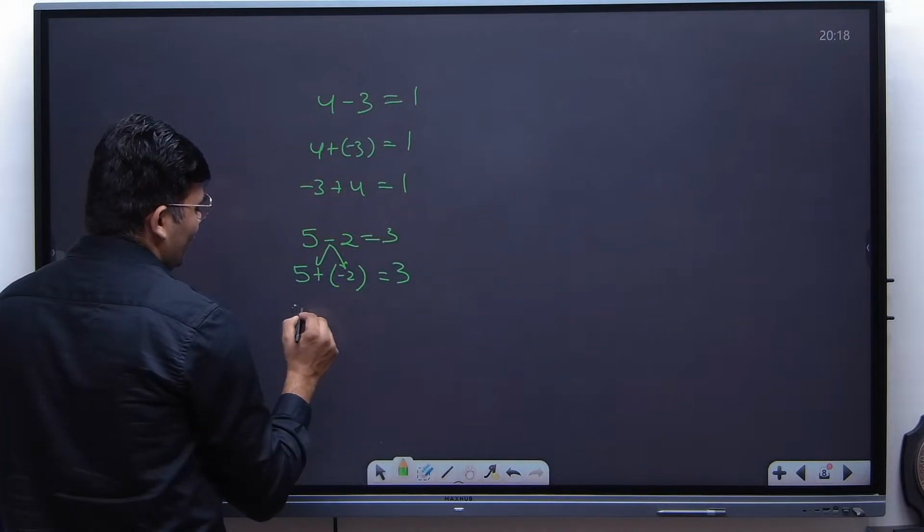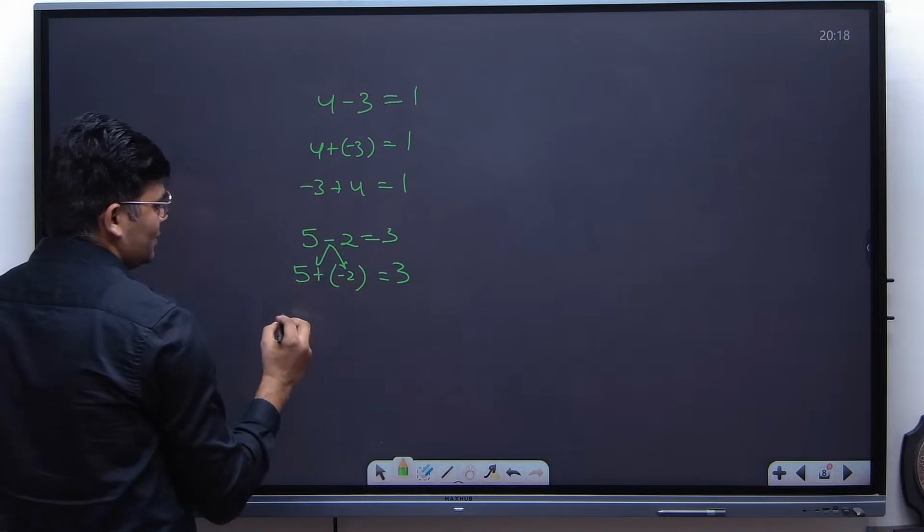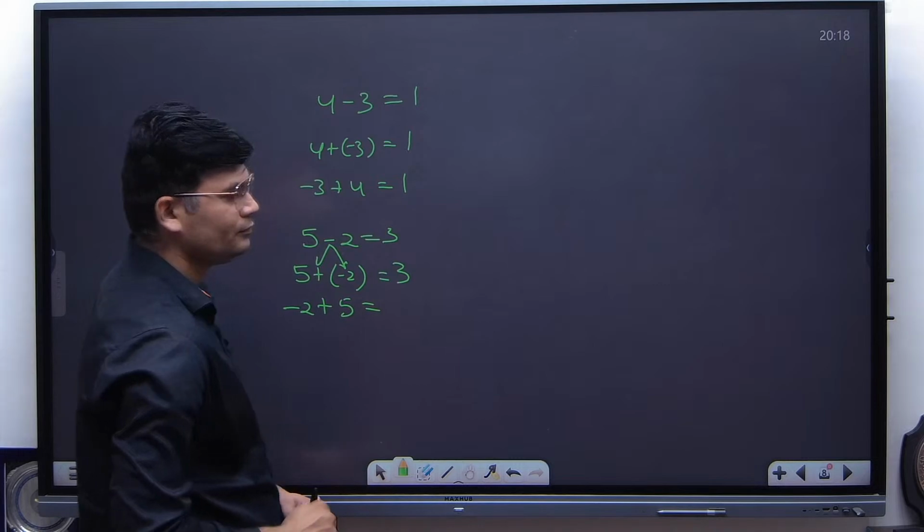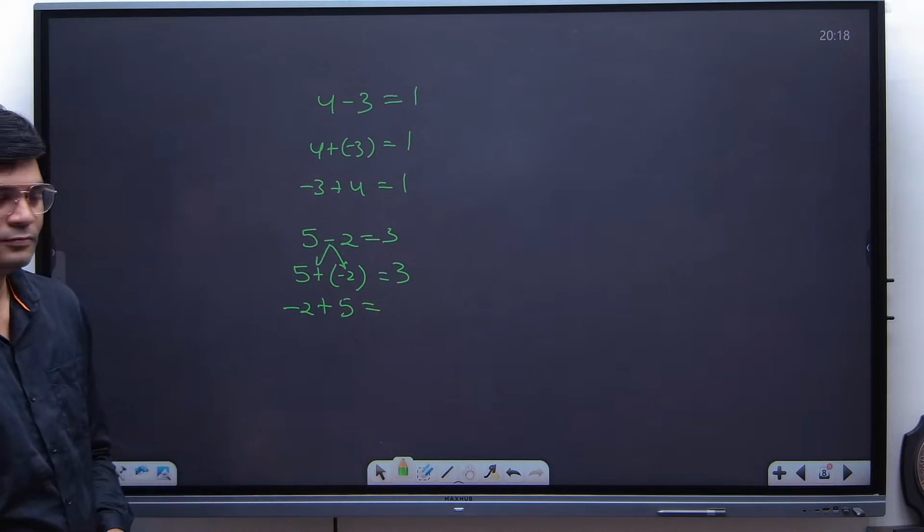So if I ask you, what is negative 2 plus 5? 3.